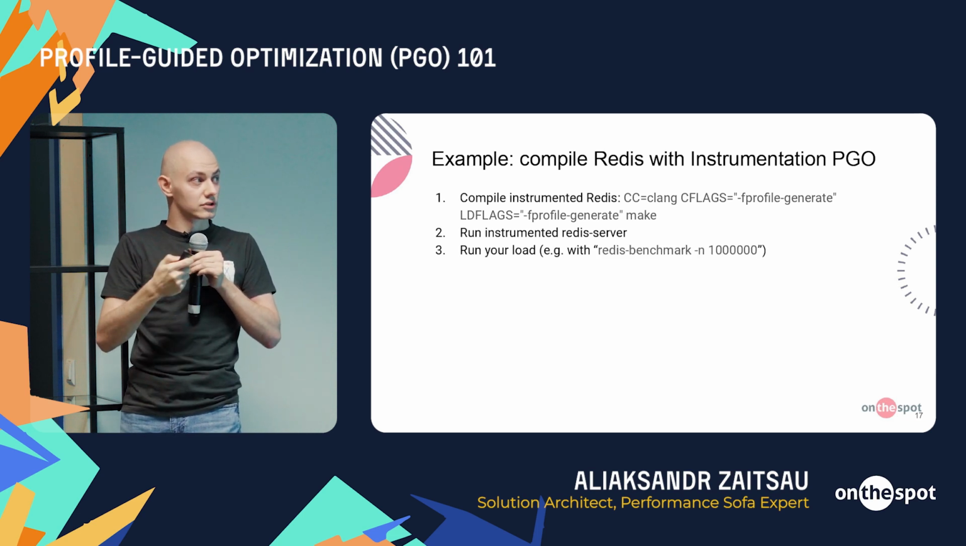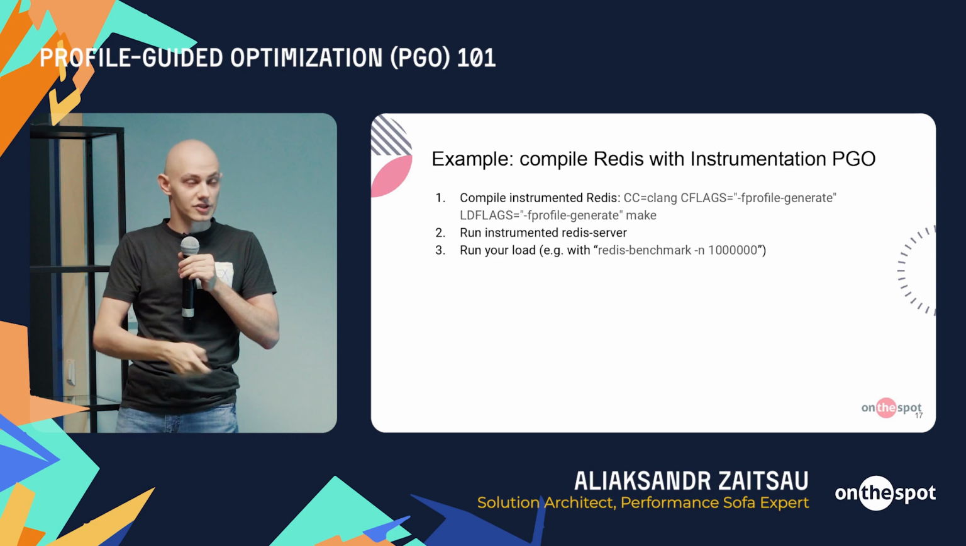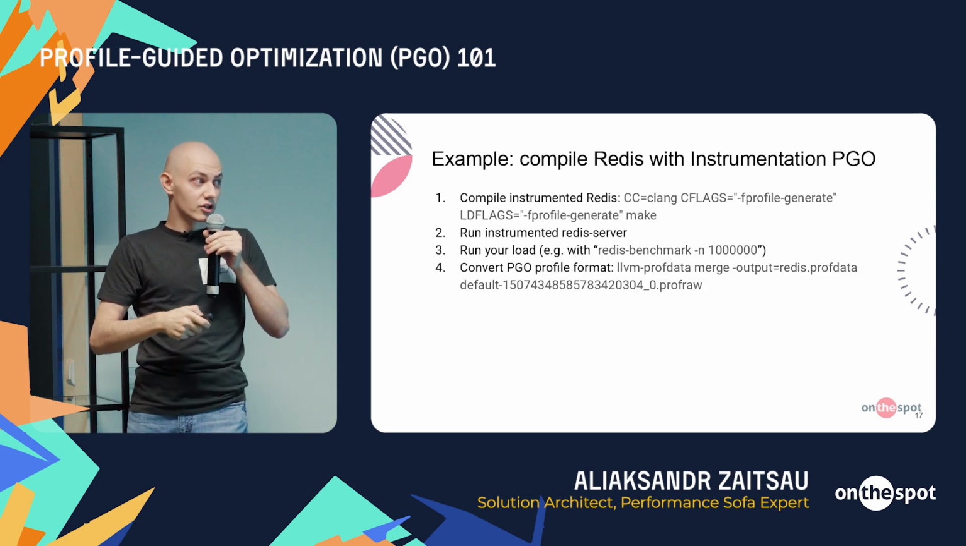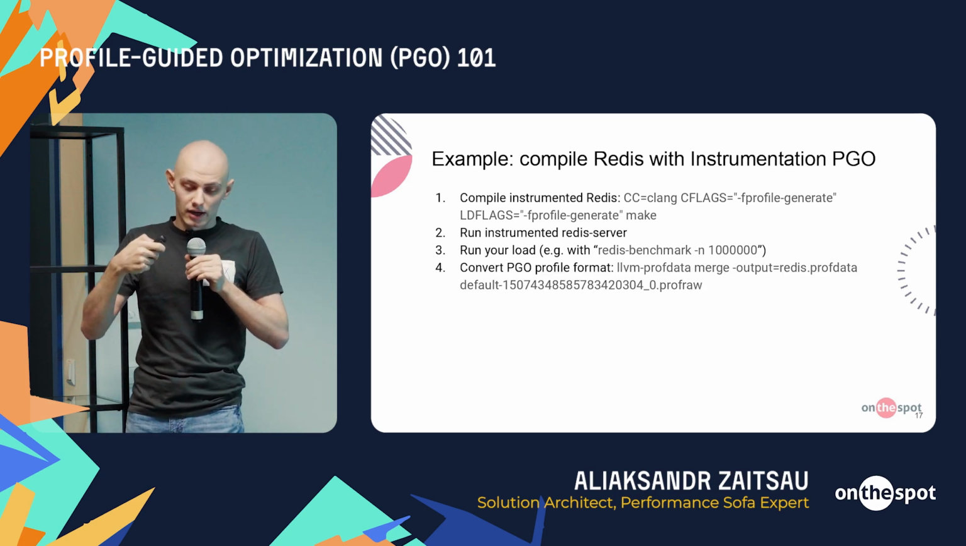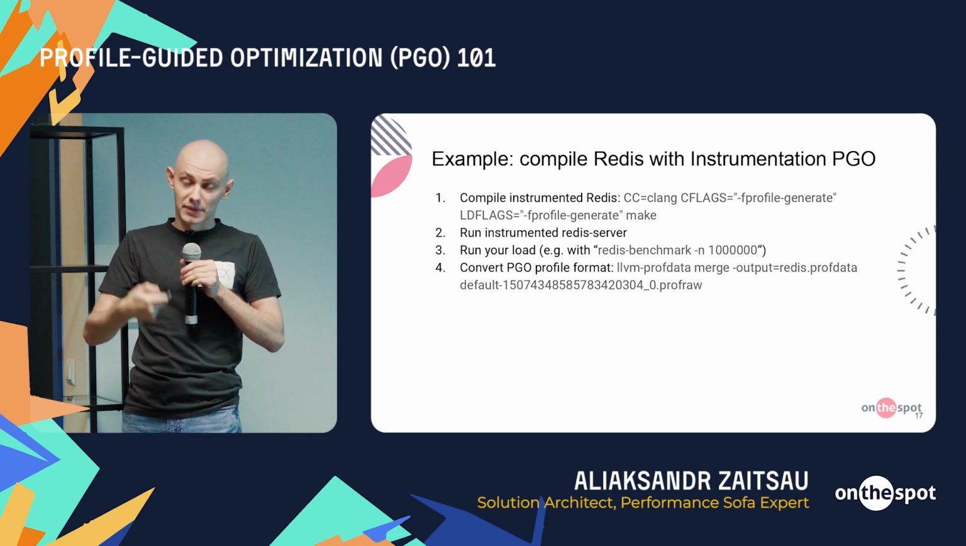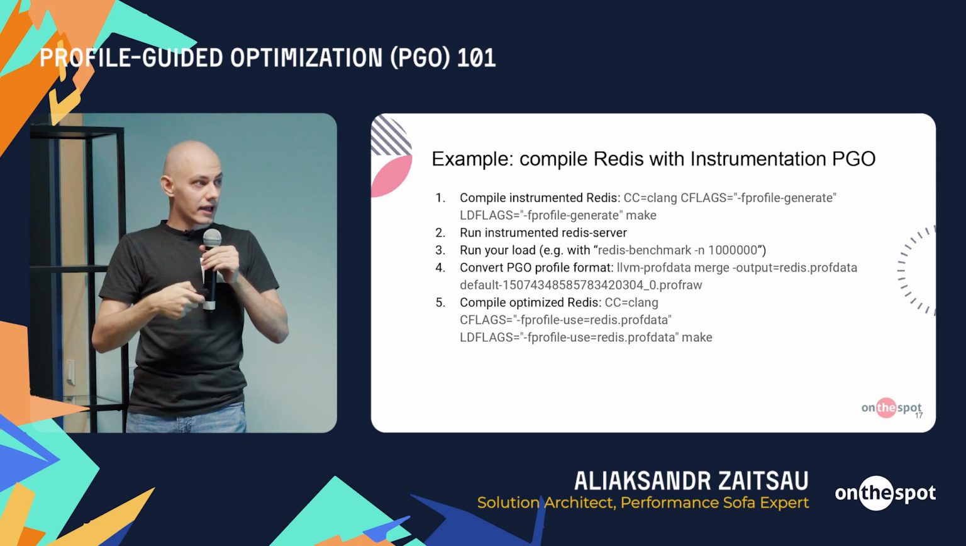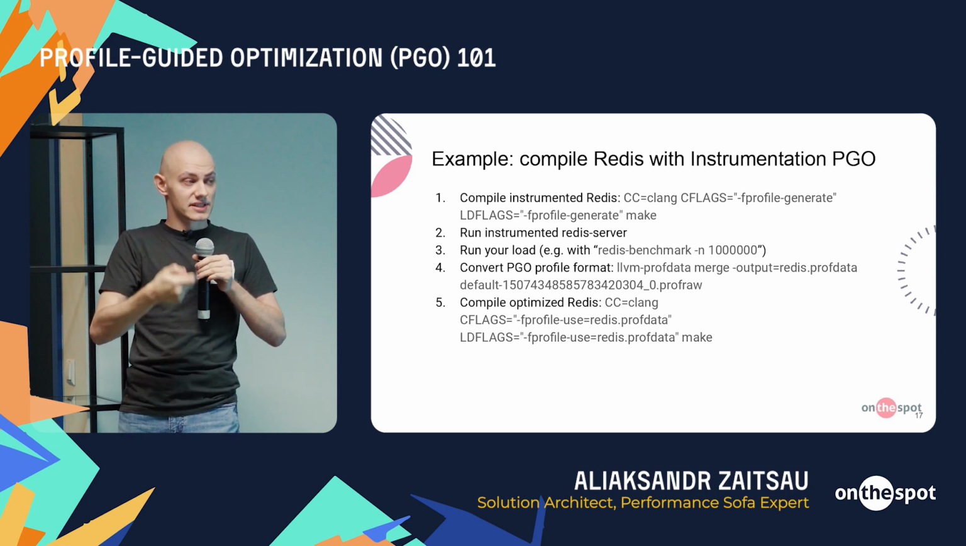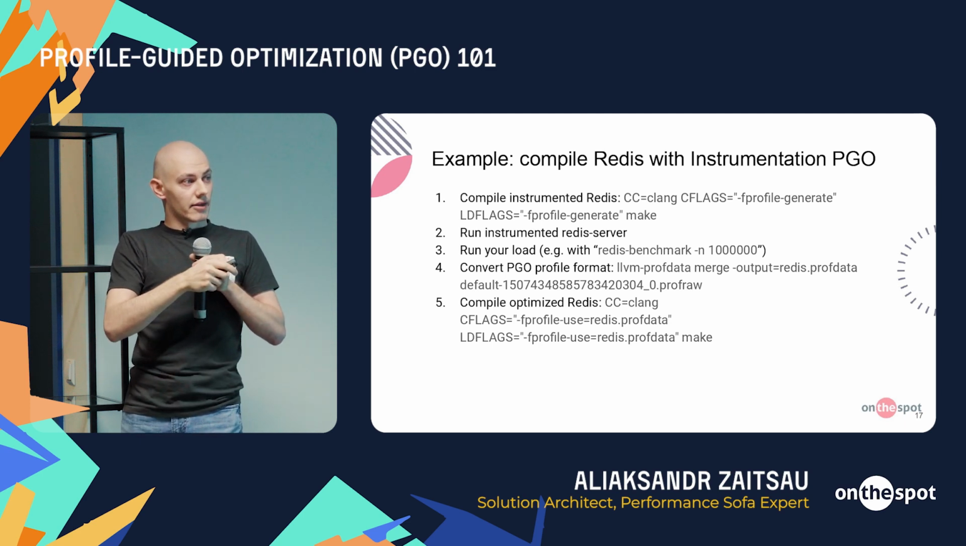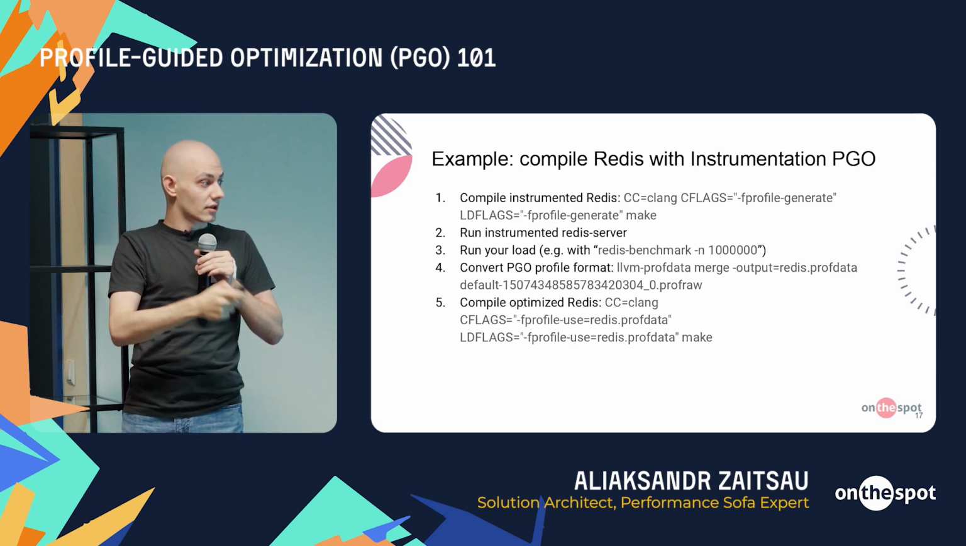Run the instrumented Redis server. Run your typical workload like Redis benchmark or your production, whatever you want. Convert the PGO profile to a compiler-compatible format. It's some limitation of the technology. And compile your Redis once again with profile information. That's it.